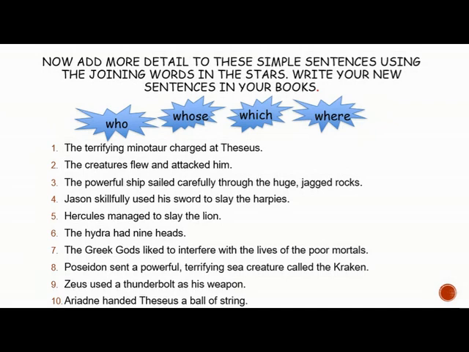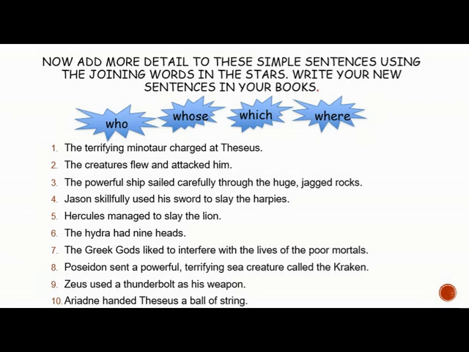Your second task is that now you have to add more detail to these simple sentences using the joining words in the stars. Write your new sentences in your books. Again, the same choices as before: who, whose, which, and where. So you've got to select the correct joining word or relative clause to make it make sense and extend it. The terrifying Minotaur charged at Theseus. The creatures flew and attacked him.